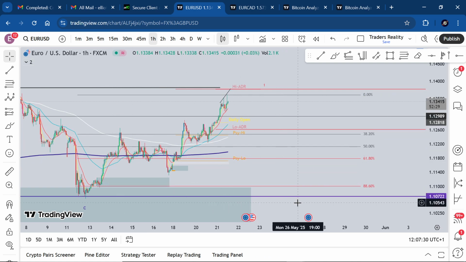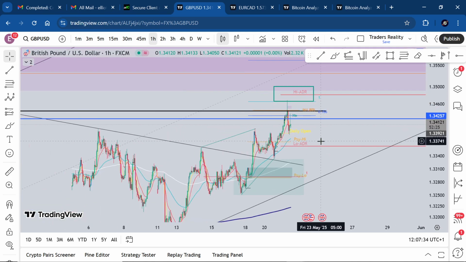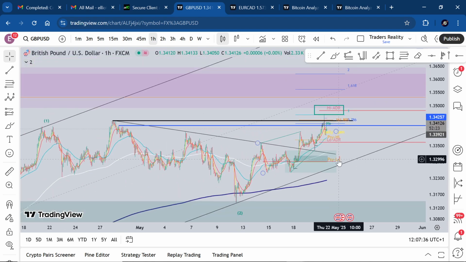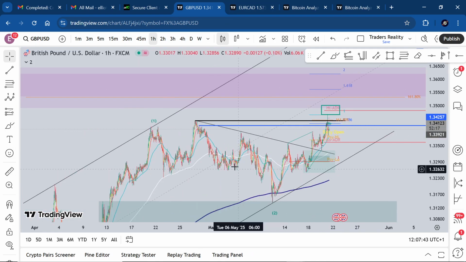So on to GBPUSD. Don't forget, overall bullish on all the USD pairs. On the COT data report, euro and pound have been declining, closing sells and opening buys at a high rate, especially Euro USD, which is at a record amount of buys currently.